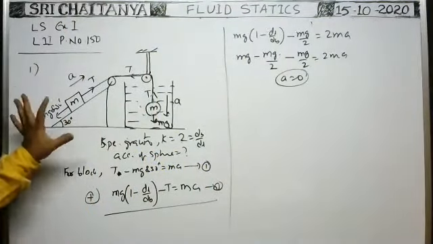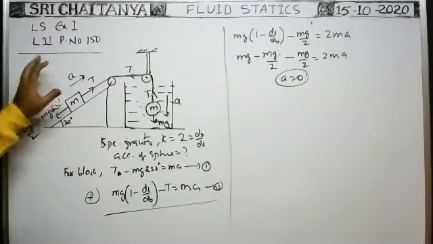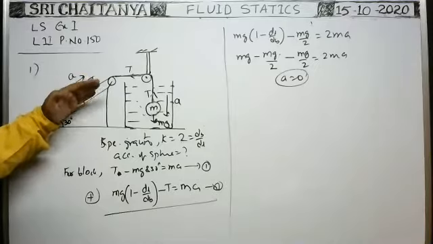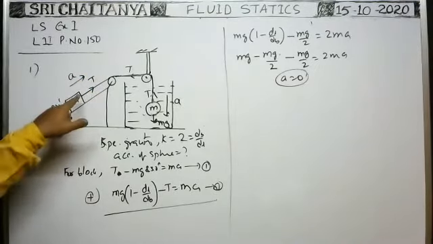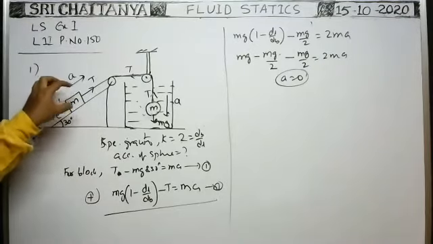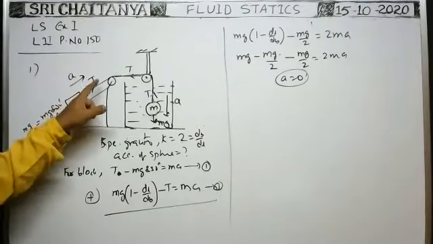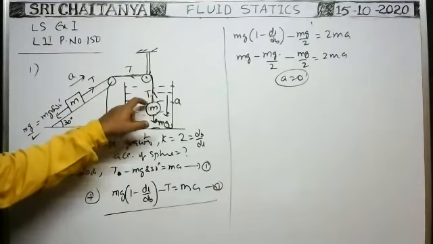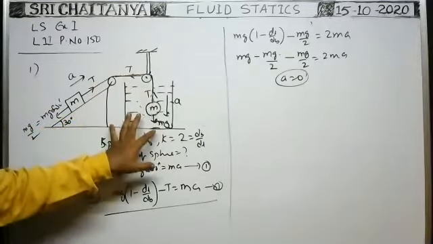Here you see again I am explaining. In exercise 1 level 2, problem number 1. Here one block is kept on the smooth inclined wedge, fixed wedge, having angle of inclination 30. The block is kept over the smooth inclined surface and of mass m, and it is connected to one end of the string. The string is passed over the two pulleys like this, and at the other end another sphere is fixed, and it is kept submerged in a liquid in a beaker.